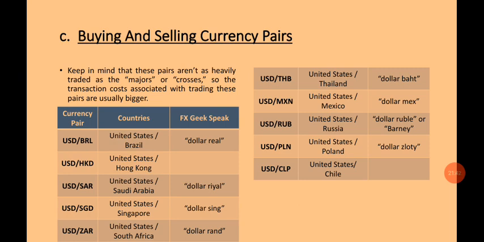We have the dollar real, which is the United States dollar and the Brazilian real. We have the United States and the Hong Kong. We have the United States and Saudi Arabia, which we call the dollar riyal. We have United States and Singapore, which we call dollar sing. United States and South Africa, which we call the dollar rand. United States and Thailand, which we call the dollar baht. United States and Mexico, which we call the dollar mex. United States and Russia, which we call the dollar ruble. United States and Poland, which we call the dollar zloty, and the United States and Chile.